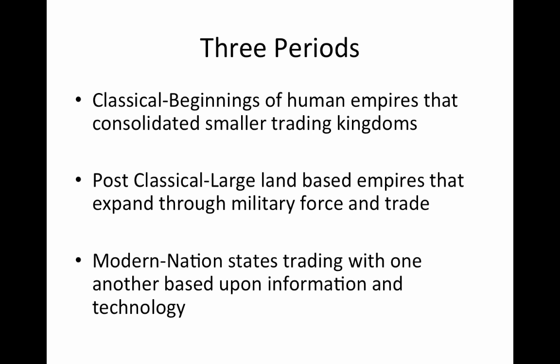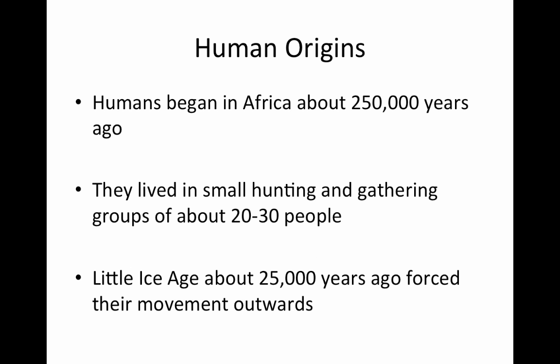After that, we're going to see the post-classical period, and that's the period where you see a lot of this consolidation take place into large land-based empires that then expand outwards with military force and trade. The last major period is going to be the modern period, and that's going to be the period where we start to see a movement away from kingdoms and away from empires into nation states that we live in today that are trading with one another based upon information and technology.